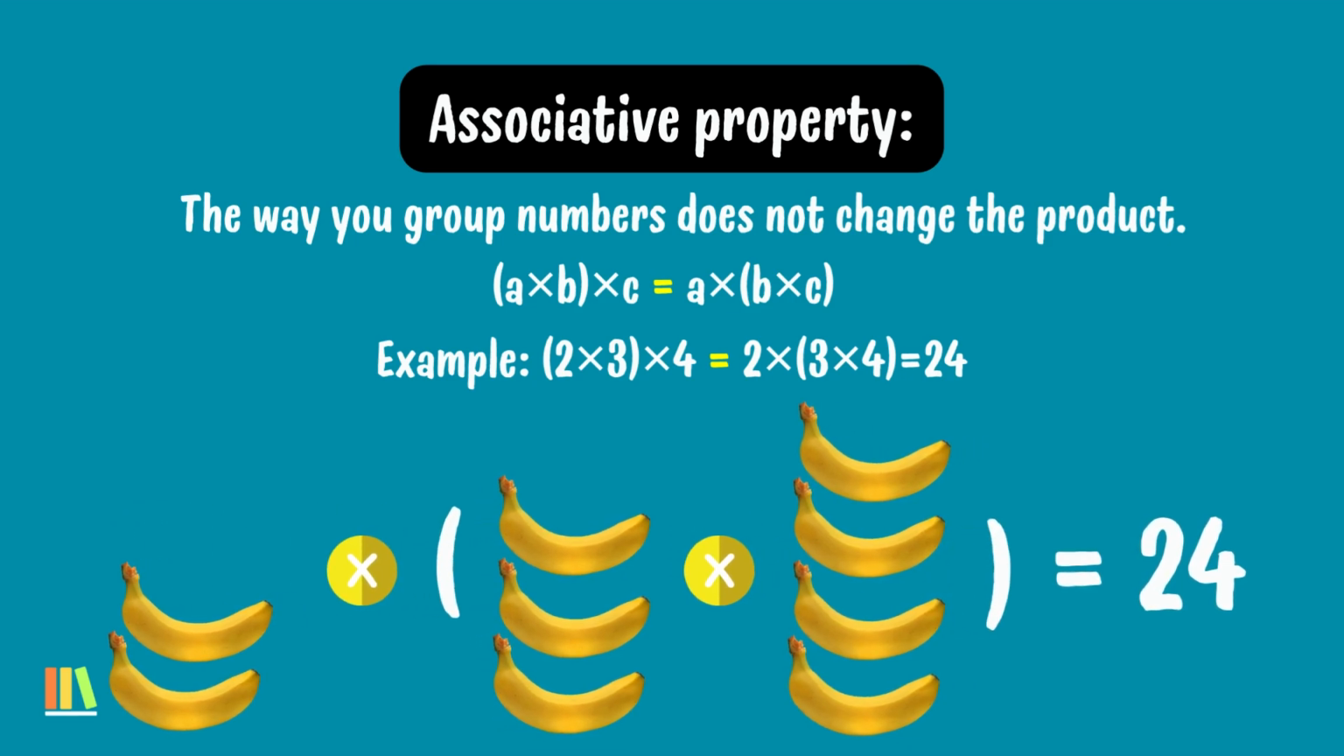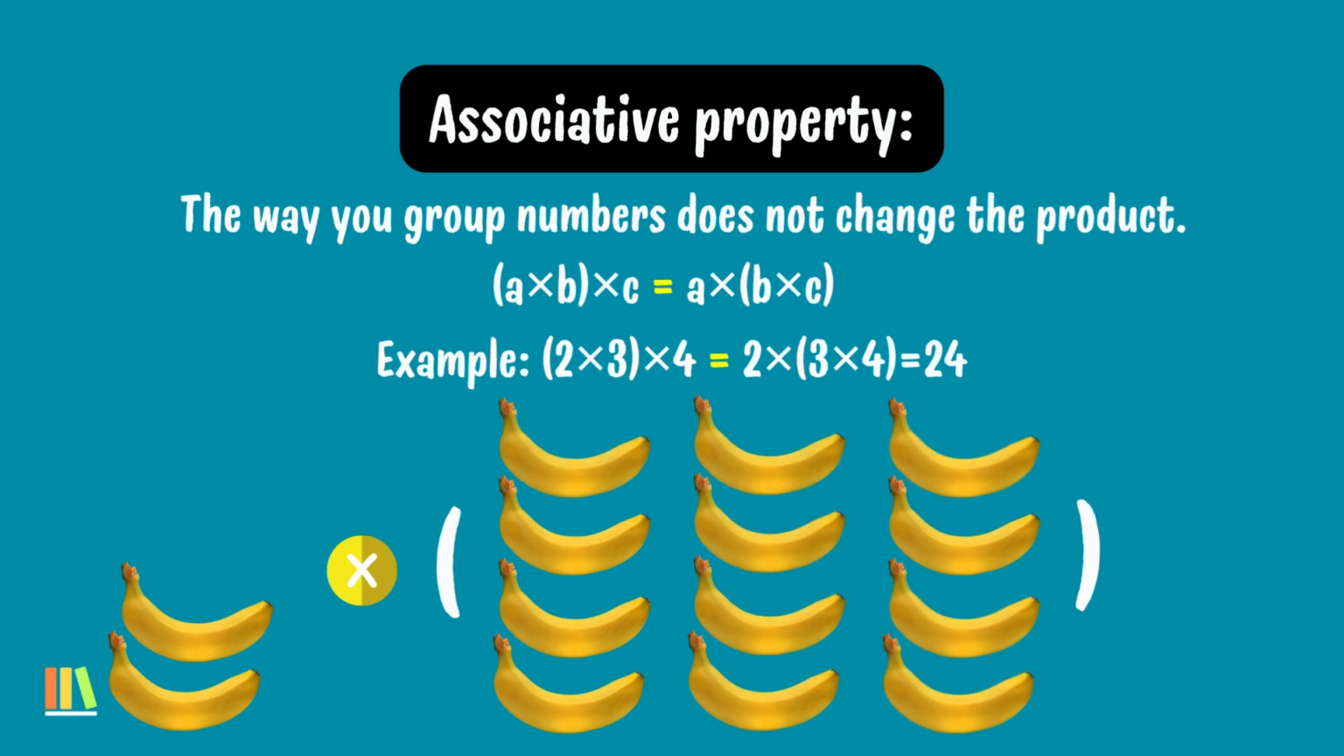This is the same as saying I have 2 bananas outside of the group and I times it by 3 times 4 in a group. Let's break that down. 3 bananas times 4 totals 12. 12 bananas in a group. 12 bananas in a group multiplied by 2 totals 24.